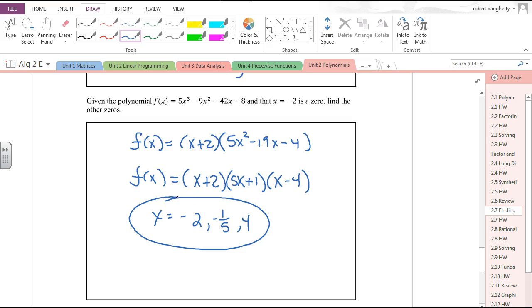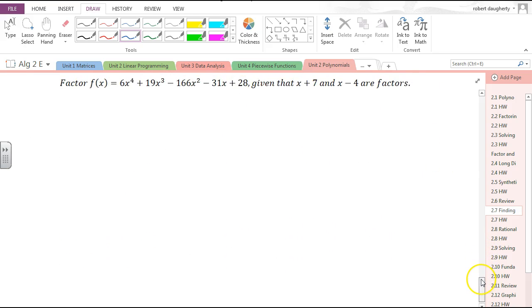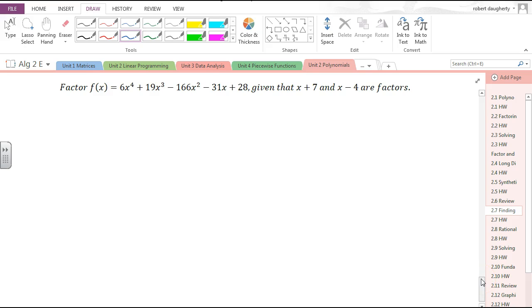Okay? So let's do one more. I think you've got some space, so let's do one more, and then we'll call it a day and you can start on the homework. What's different about this one?